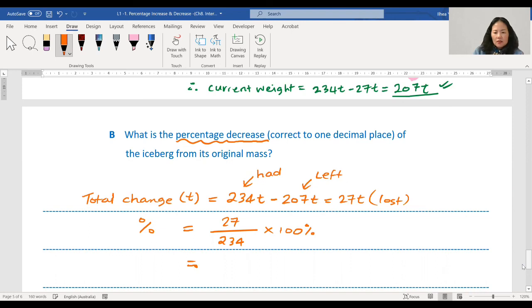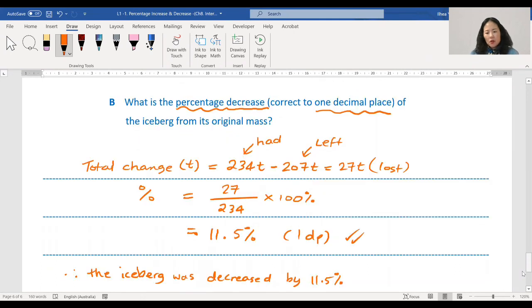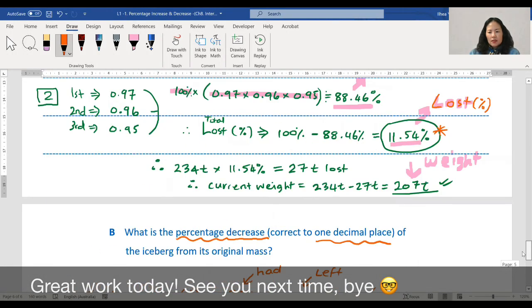You do that, you will get 11.5% in one decimal place because it says here. So the iceberg was decreased by 11.5%. Therefore, it's good to write it in a sentence because that's what the question asks you. The iceberg was decreased by 11.5%. That's all. Okay, so that's what we got. But we had to do it if we used the first way of doing it, but it's already done in the second time.